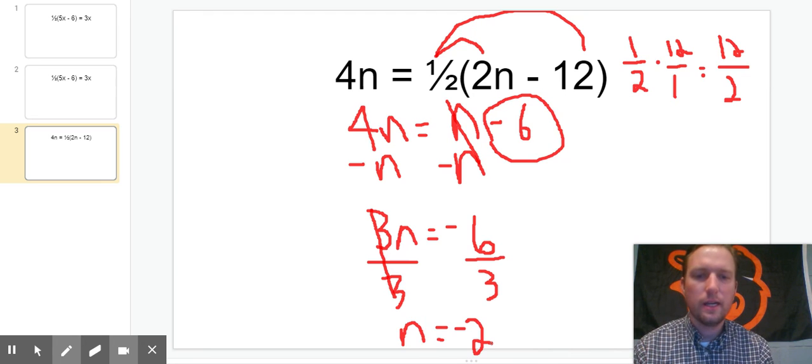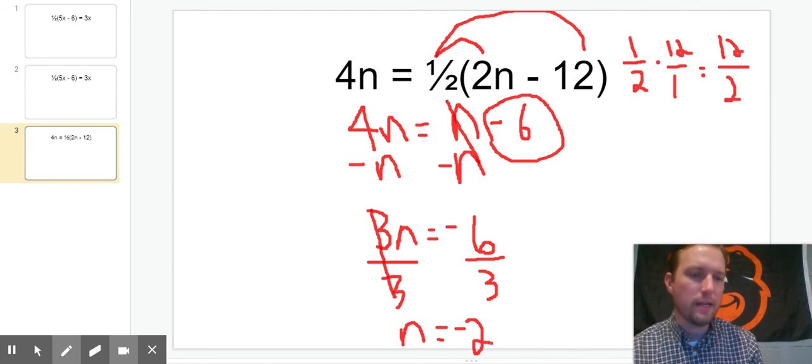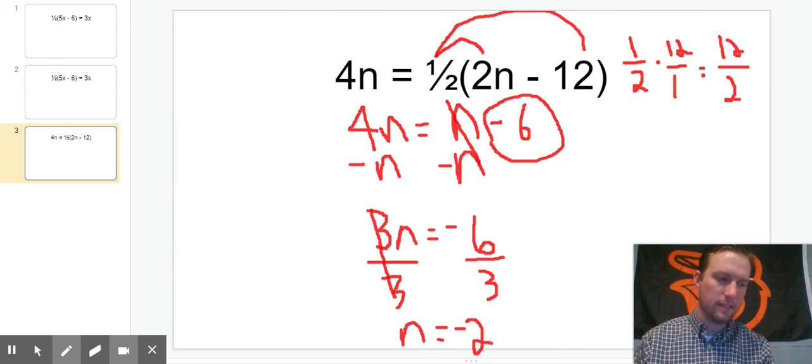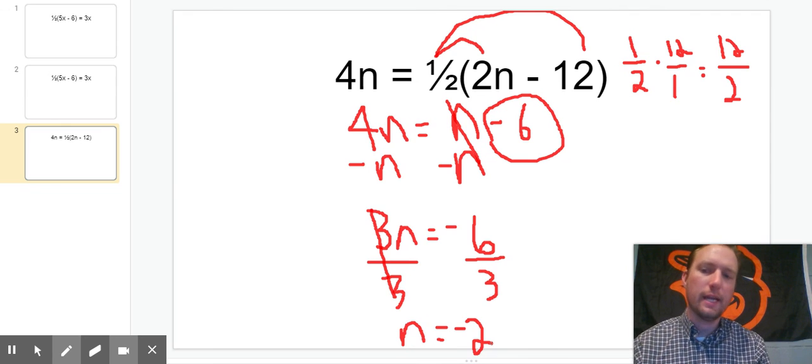n equals negative 2. Now I would like you to try your best to solve variable equations like this with a variable on either side of the equal sign.